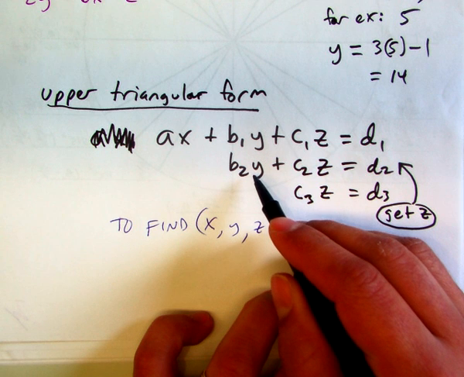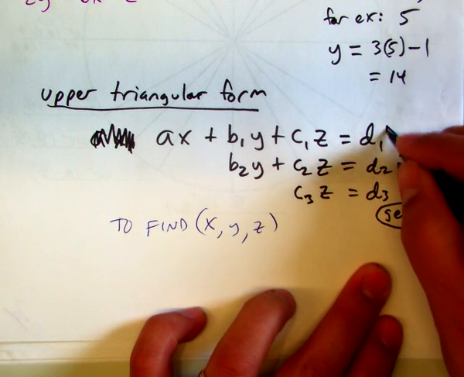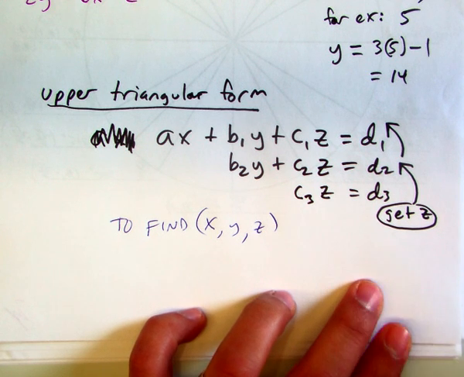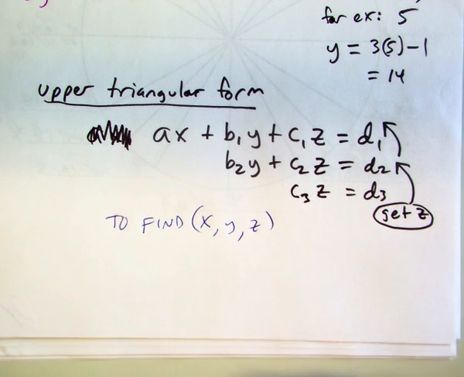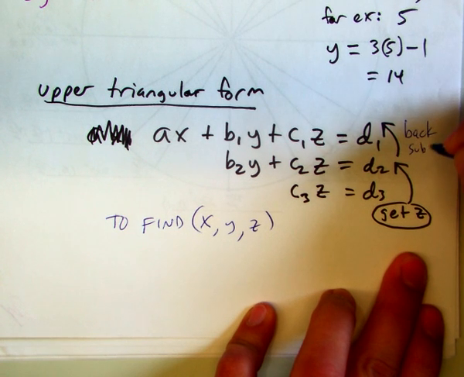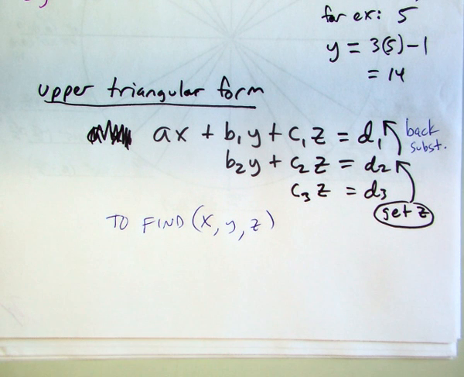Does that make sense? And then once we know z and y, we can plug everything into the first equation, and then we'll be able to find out x as well. Okay, and this process is called back substitution. So you find the easy one first, you work your way back up, find the next easiest variable, work your way back up, and now you find the last one. So that's what we mean by back substitution.